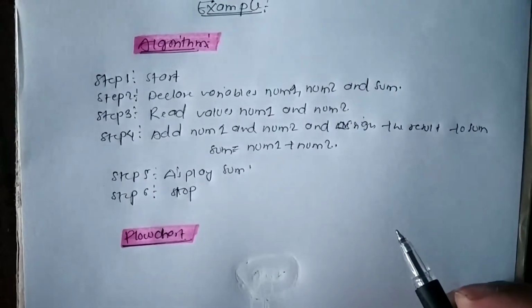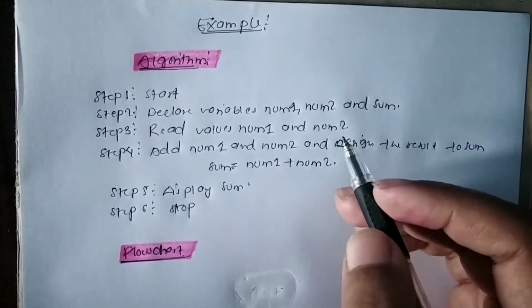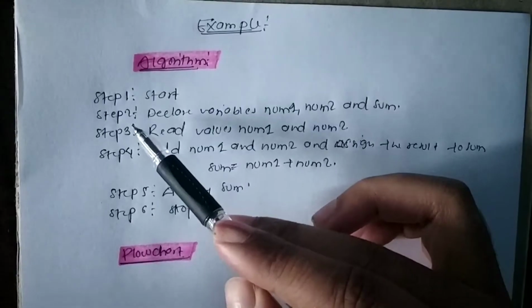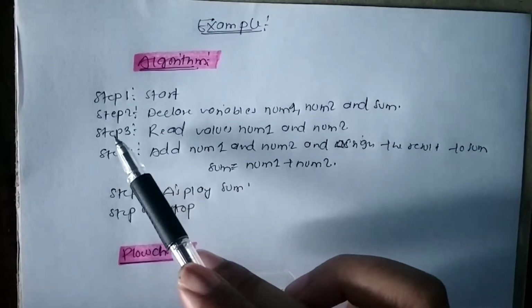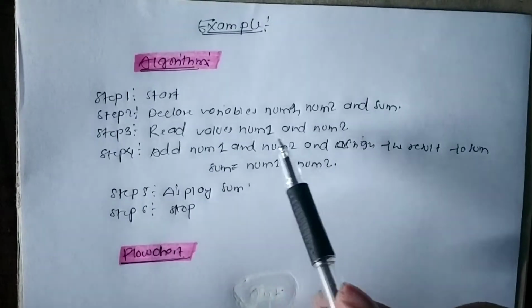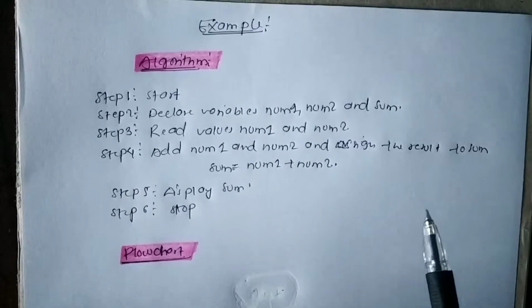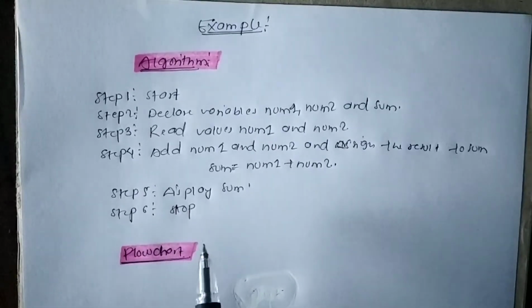So let us see the example. Before we discussed about the algorithm to sum any two numbers. The first one is starts. In the second step, declare the variables number 1, number 2 and sum. And in step 3, read the values number 1 and number 2. Step 4, add the number 1 and number 2 and assign the result to the sum. Step 5, display sum. Step 6, stop.